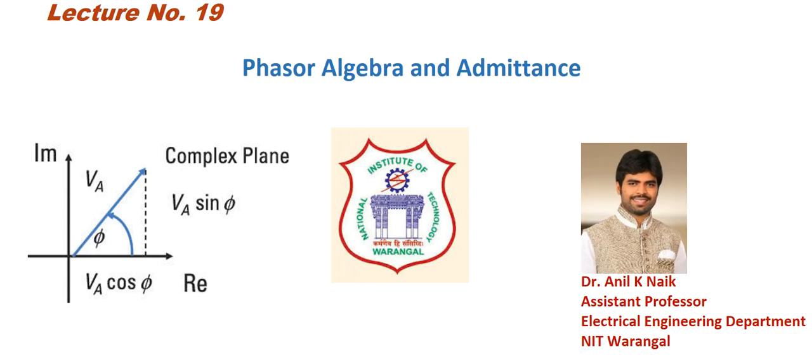Good morning all. Today the topic is phasor algebra. In phasor algebra we are going to see how to add two phasors, how to subtract phasors, how to multiply phasors and how to divide phasors. After that we are also going to see a small concept called the admittance term. We will define that admittance term in terms of these AC quantities.